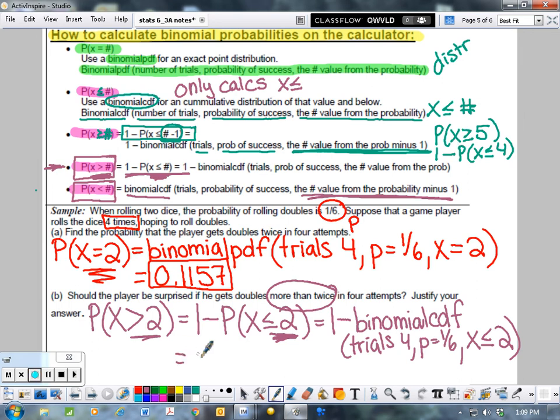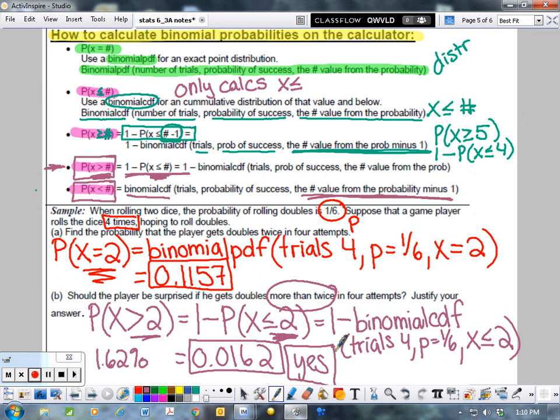And so that is 0.0162. And so should we be surprised? Definitely. There's only a 1.62% chance. Yes, we should be surprised. And so all of this work supports our answer and justifies our answer.